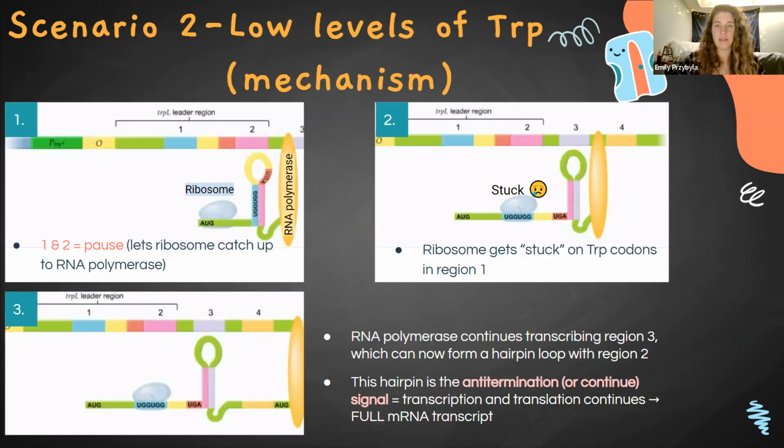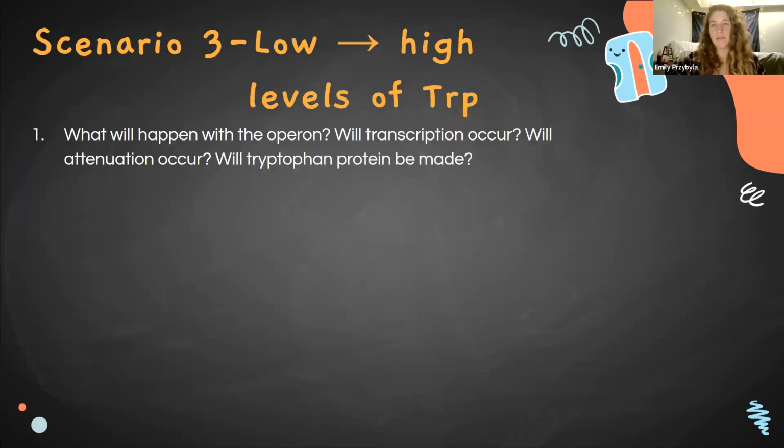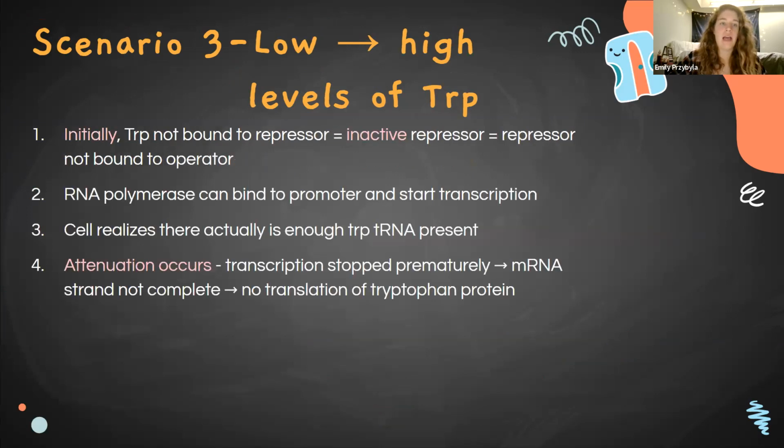And this is the same thing. This is just a different picture. Now, scenario 3 is low to high levels of tryptophan, so medium levels of tryptophan. And this is essentially what we were just talking about, attenuation. So if we have low levels and then we're making it, eventually we're going to end up with medium levels, because if we're making it, we're going to get more. So that's when attenuation starts to occur, so that we're not making the same level, we're just making enough.